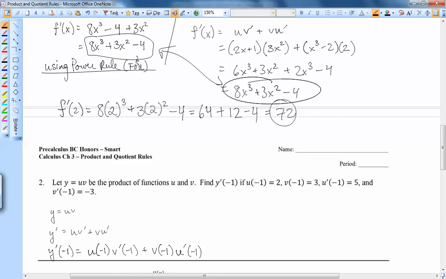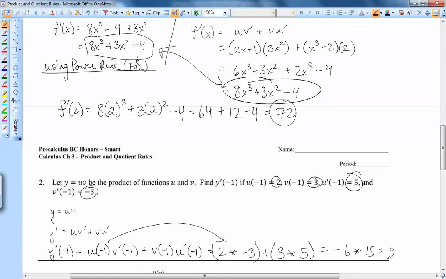And so u of -1 is 2. So this guy's 2. I'm going to multiply by v prime of -1, which is -3, plus v of -1, which is 3, and then times u prime of -1, which is 5. So this is going to be -6 plus 15, which is 9. So there you go, a couple examples. We'll do more in class. Hope that helped.